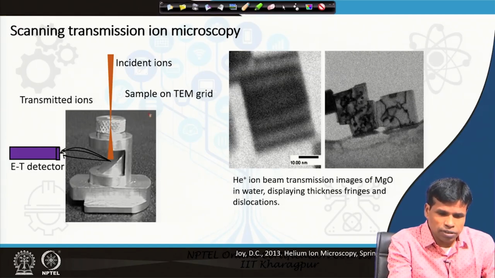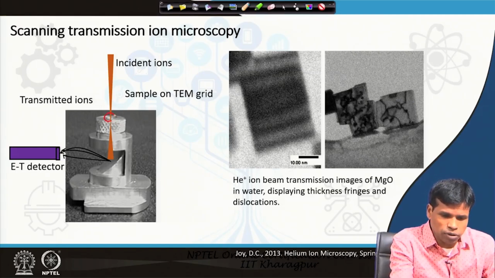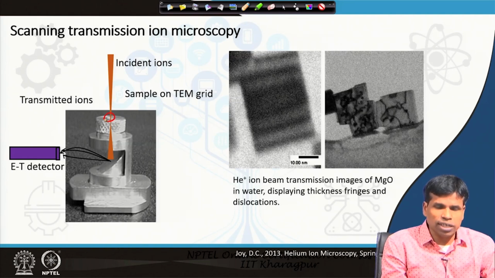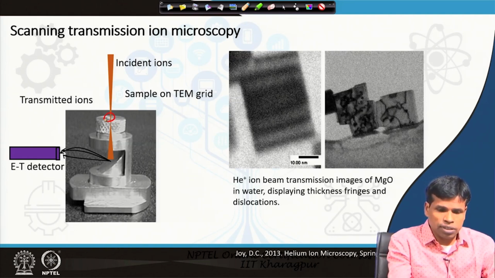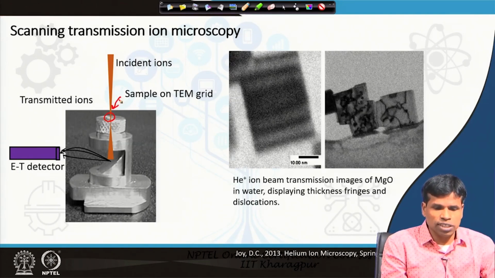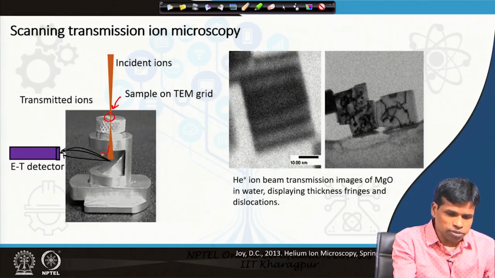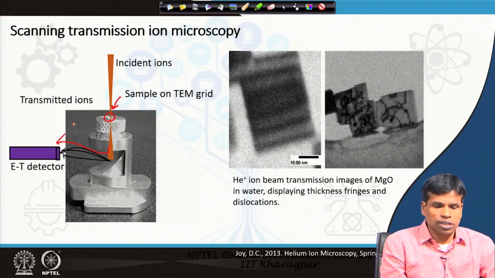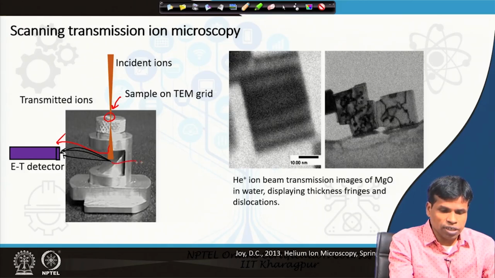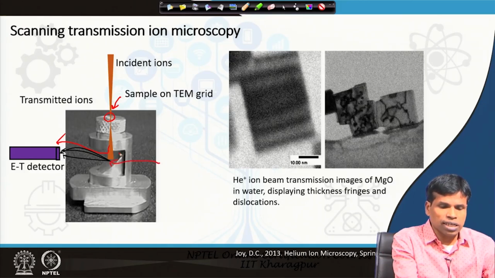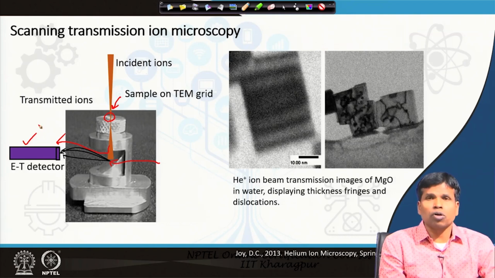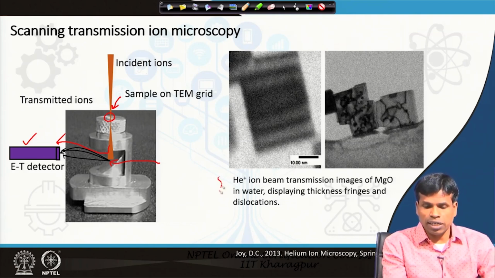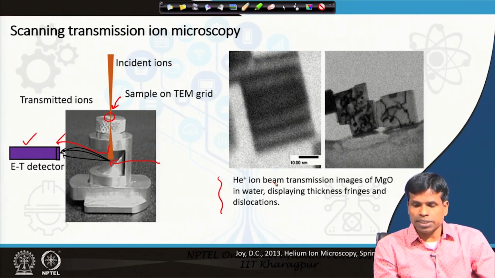So, here you see a type of device that is being used. Incident ions come, and here we hold the grid with the specimen. Here is the sample on the TEM grid. Then the transmitted ions are collected. Transmitted ions strike the gold coated surface, and the secondary electrons generated are used for imaging purposes.